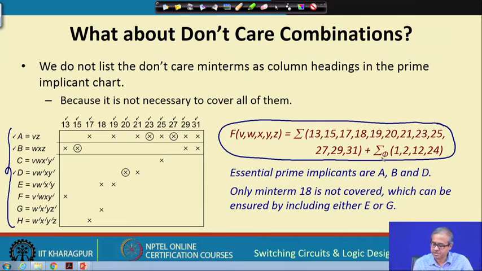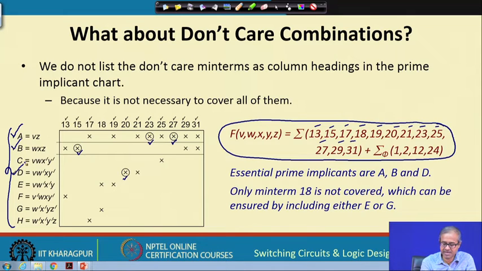So, we have used the do not care literals also to generate all the prime implicants, but when you list in the columns, we only list these, but not the do not care ones, right. Now, let us see which of the prime implicants are essential. Look at the columns where you have a single one, we have a single one here, here, here and also here, these 4 circled ones. So, correspondingly A is essential, B is essential and also D is essential.